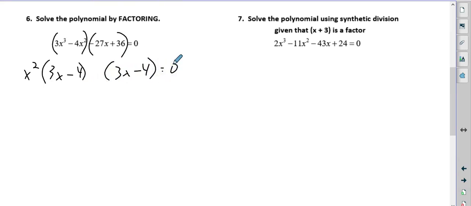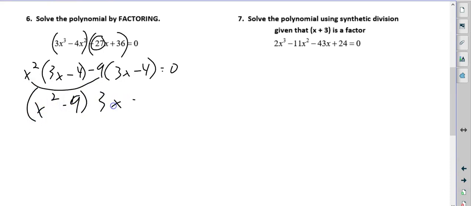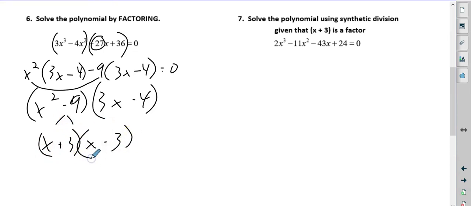So I need to ask myself, what do I need to divide this by to get 3? Negative 9. 36 divided by 9 will also give me that. So there's my x squared minus 9 times 3x minus 4. And this is going to break down one more time to x plus 3, x minus 3, and 3x minus 4.